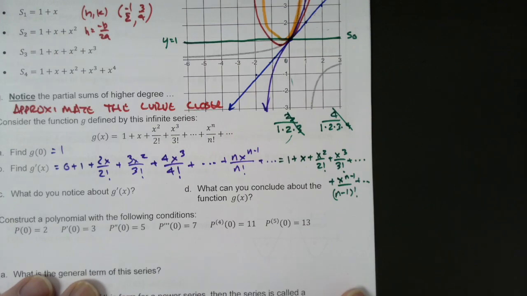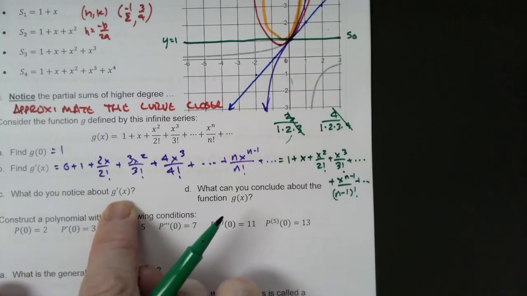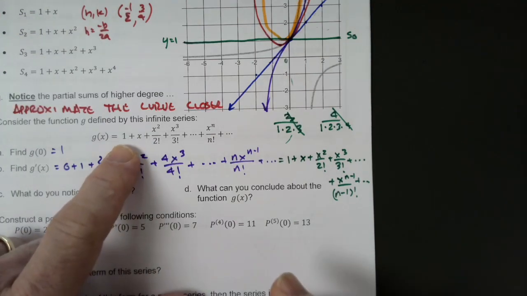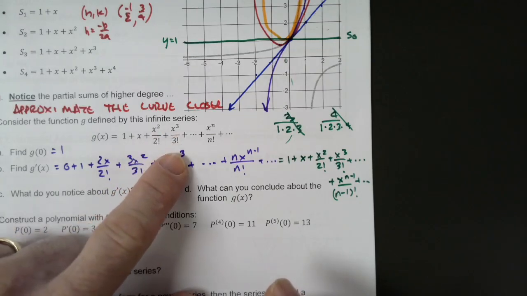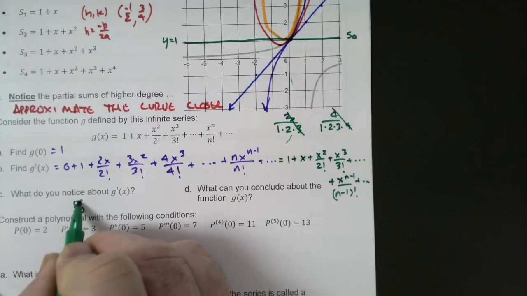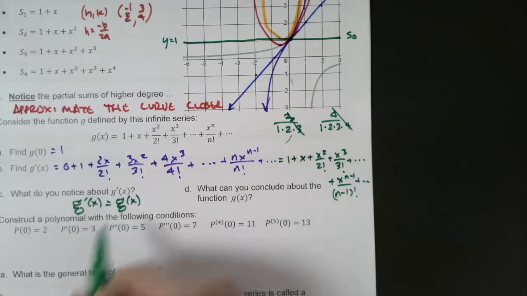So wait a second here. What does g prime actually simplify to? It's the same thing, isn't it? Didn't we already start out with 1, x squared over 2 factorial, x cubed over 3 factorial? So yes, we can see from this that g prime of x equals g of x.